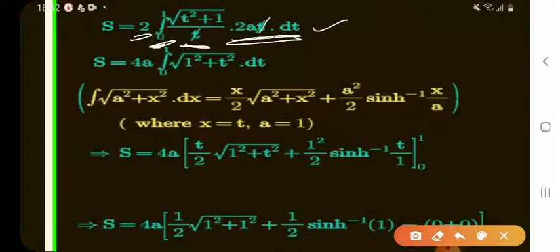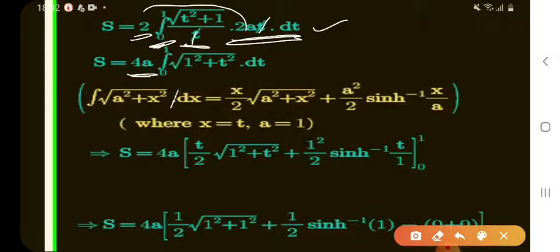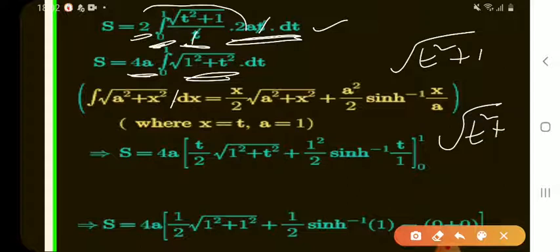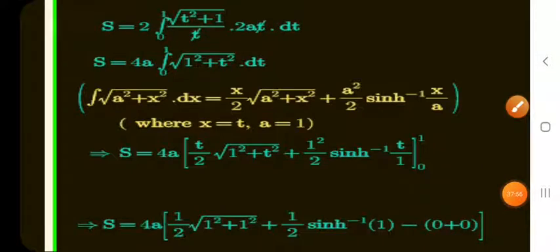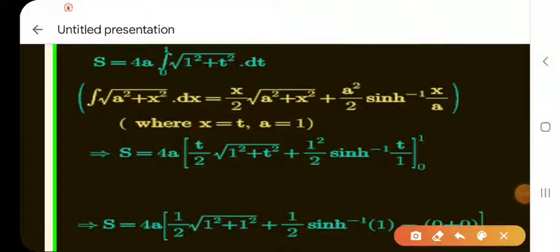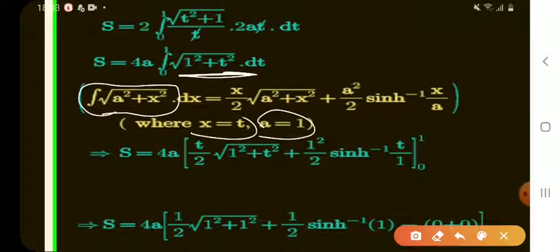Now I cancel t and write 2a outside. Already we have 2, so 2 into 2a is 4a. Integral 0 to 1, root of 1 square plus t square dt. I write t square plus 1 as root of t square plus 1 square. That means the x square plus a square formula is used here. Now apply the formula of root of a square plus x square. Here a equals 1 and x equals t.